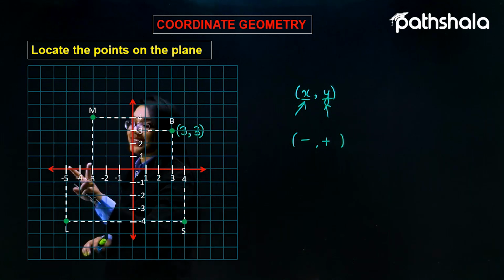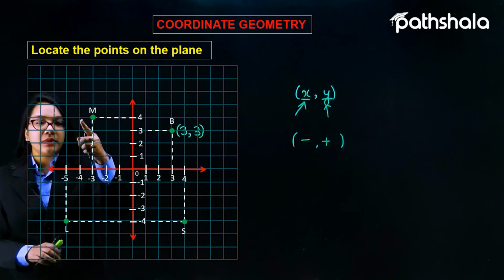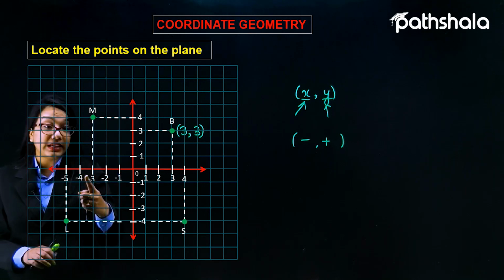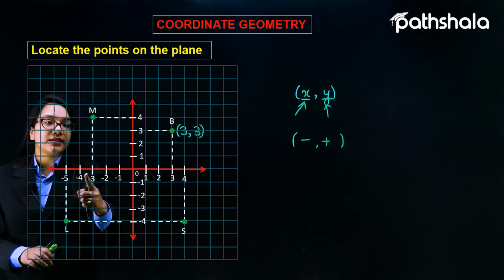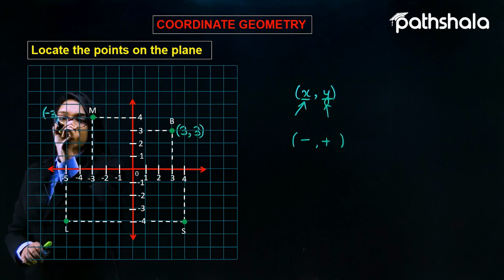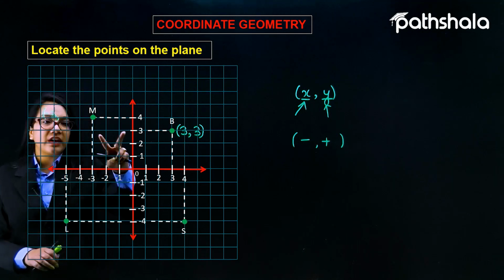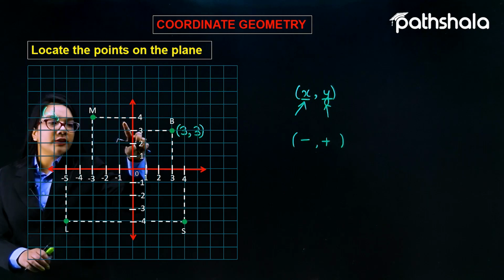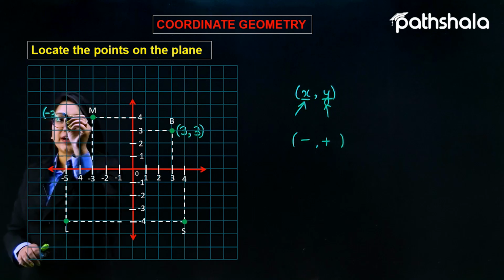First of all, we can see that the point M is joining with -3 on the negative x-axis. It means that its abscissa is -3. And we can see over here that the point M is joining with the point 4 on the y-axis. It means its ordinate is 4.